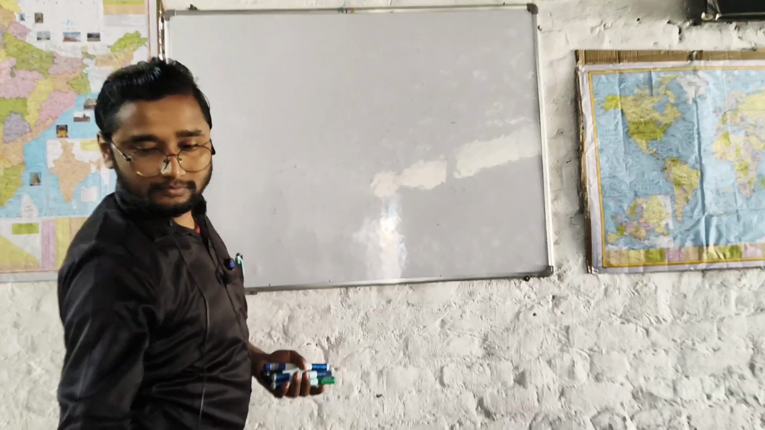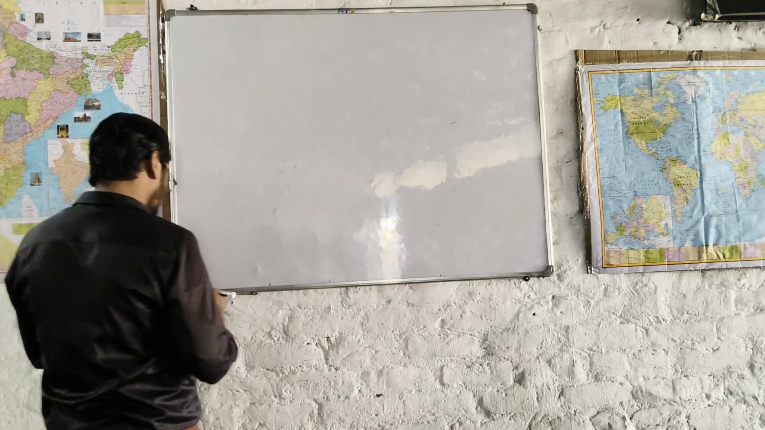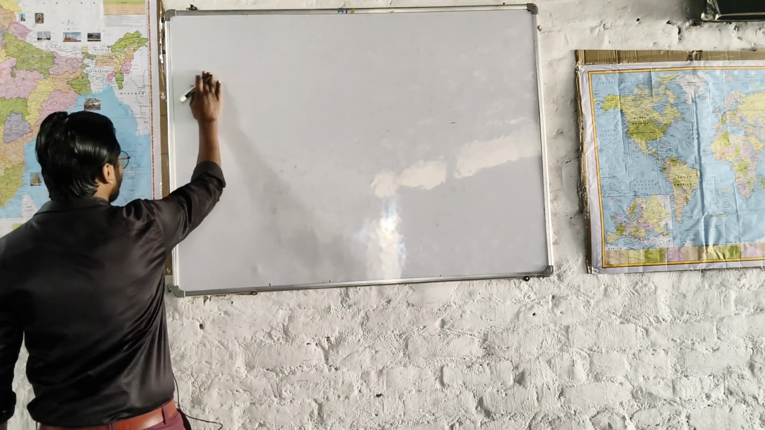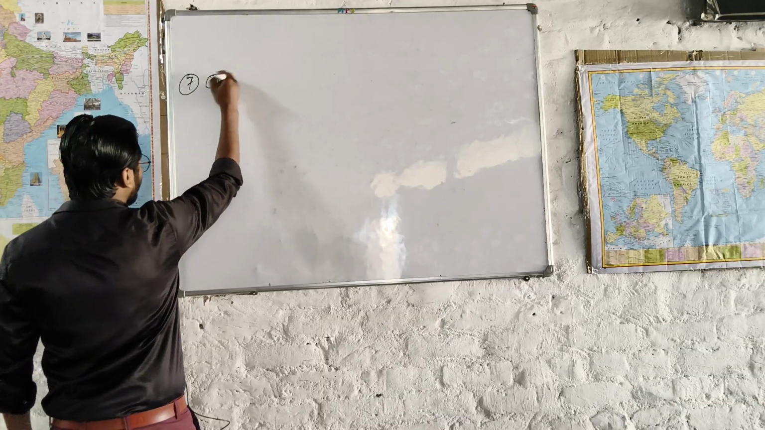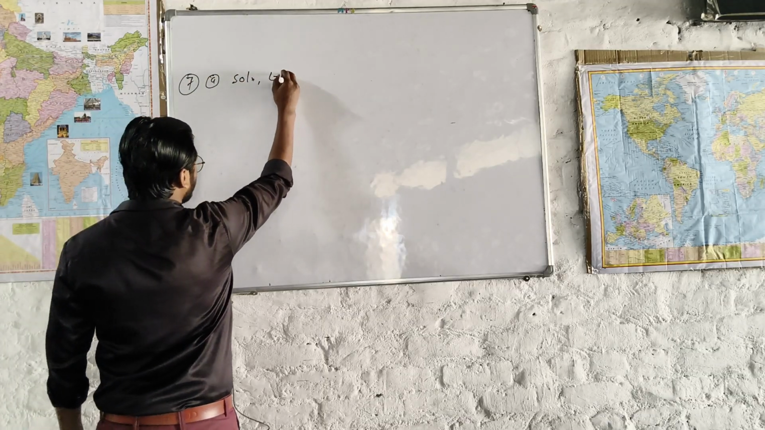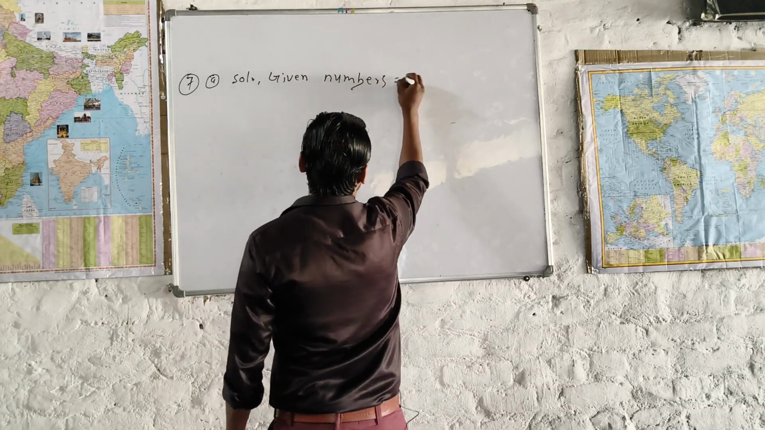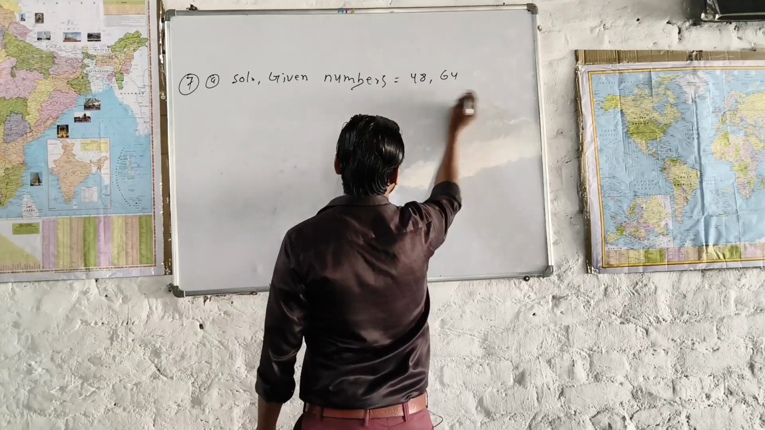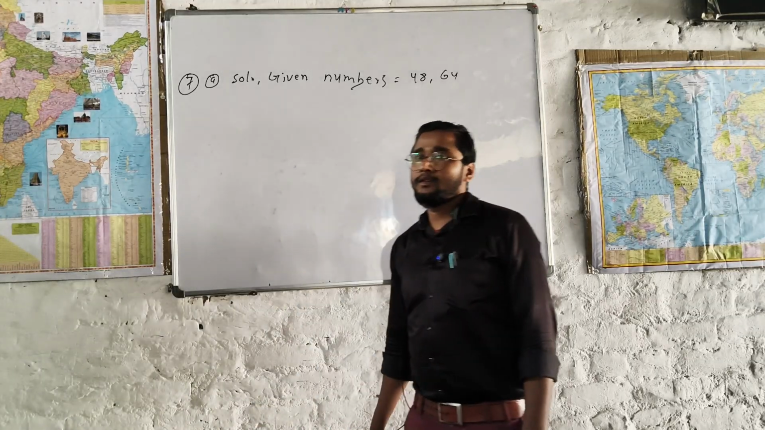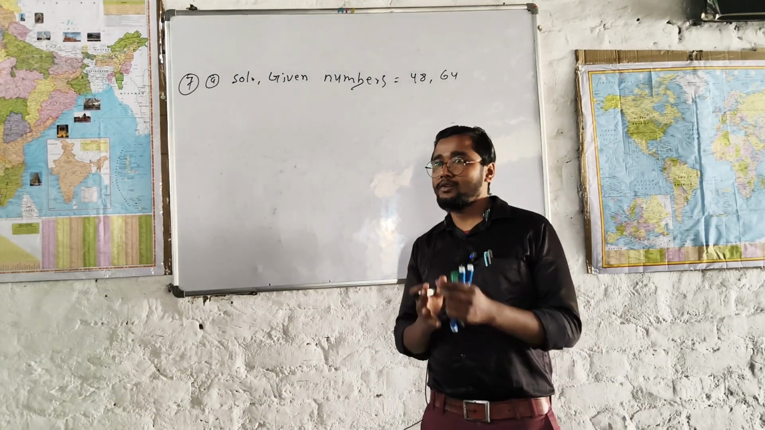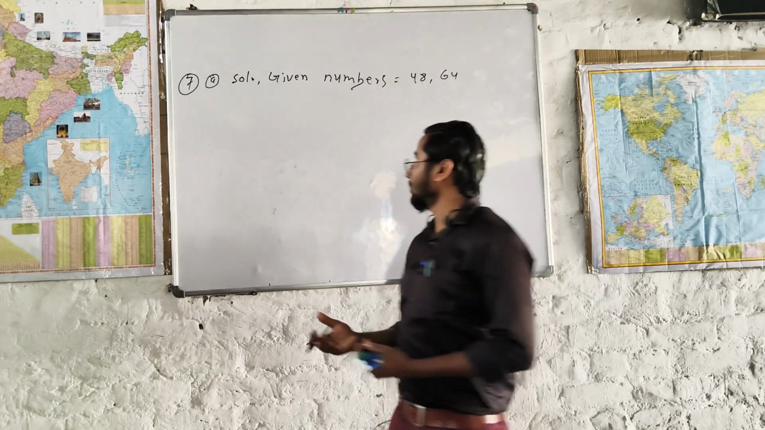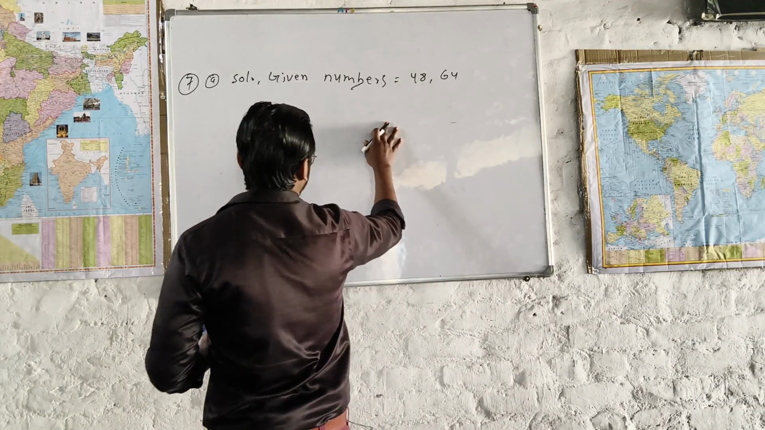Here we go. Which number question is this? 7. Solution. Given numbers 48 and 64, right? The two numbers are given there. We need to find the greatest number. What we have to do, let's find out.